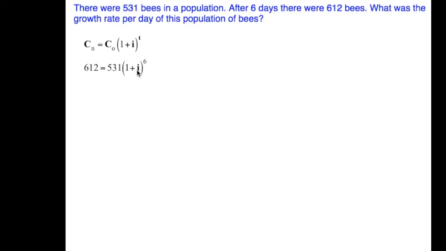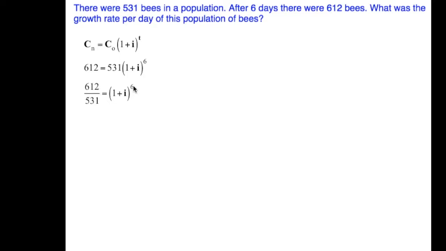I want to get this I alone, and the 531 is multiplying this whole bracket, so I'm going to divide both sides by 531. When I divide the right-hand side by 531, it cancels, so we end up getting 612 divided by 531 is equal to 1 plus I. Now you can work this out. It's going to give you a really nasty decimal. I think it's easier just to leave this as a fraction for now.